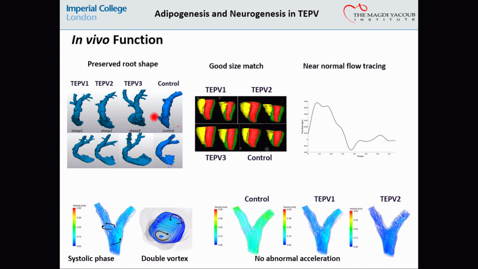Compared to the control, we have a good size match of the right ventricle. There is no enlargement compared to the control. We also have near normal flow tracings, and MRI shows a double vortex and no abnormal acceleration in our tissue-engineered valve compared to the control.